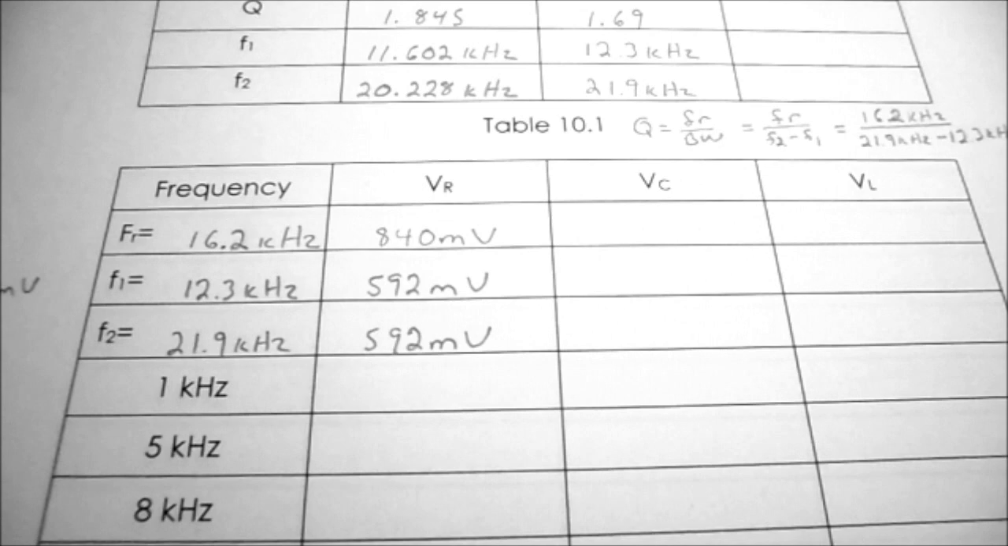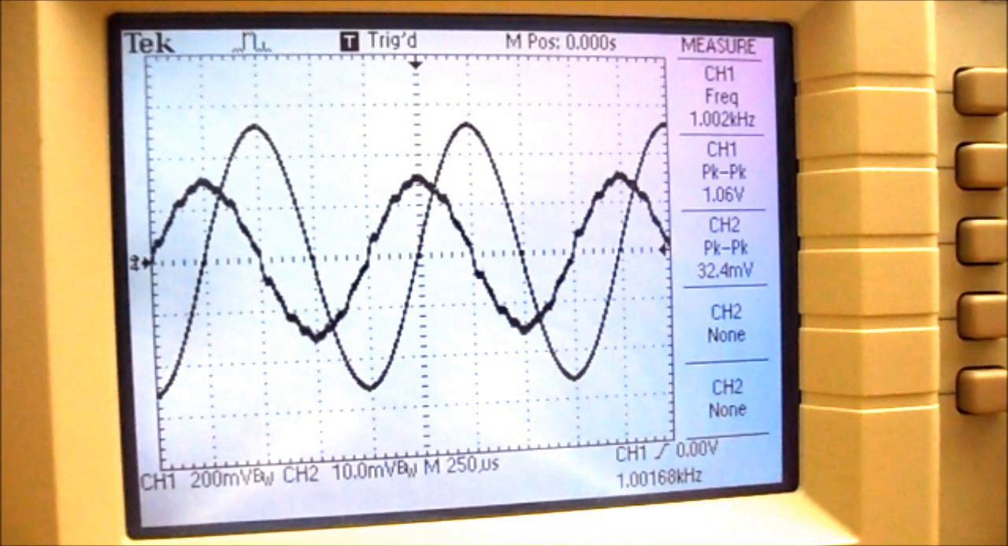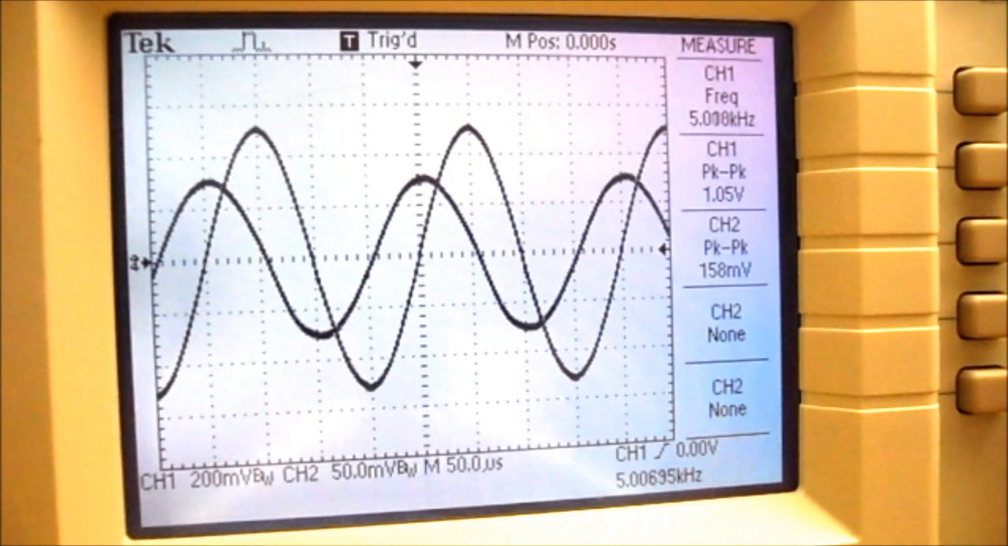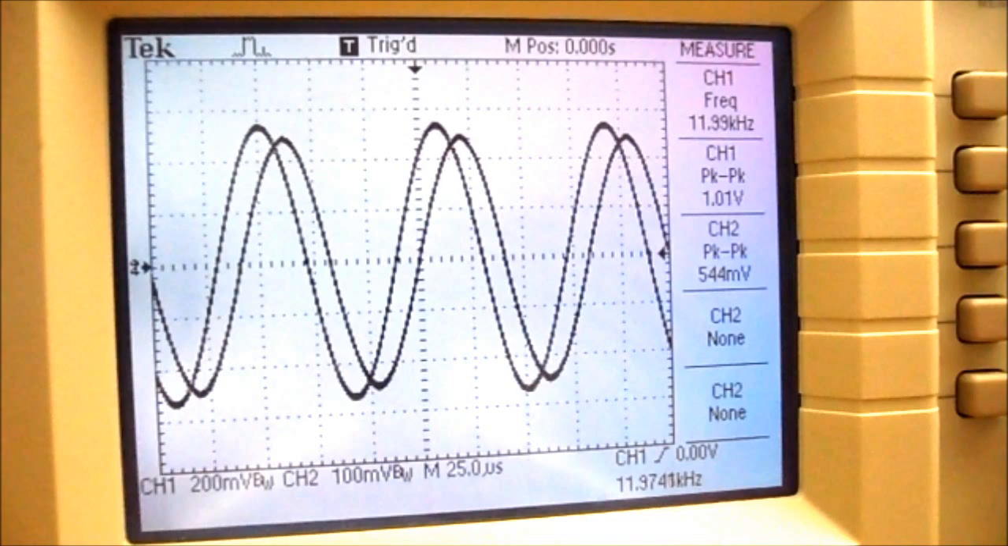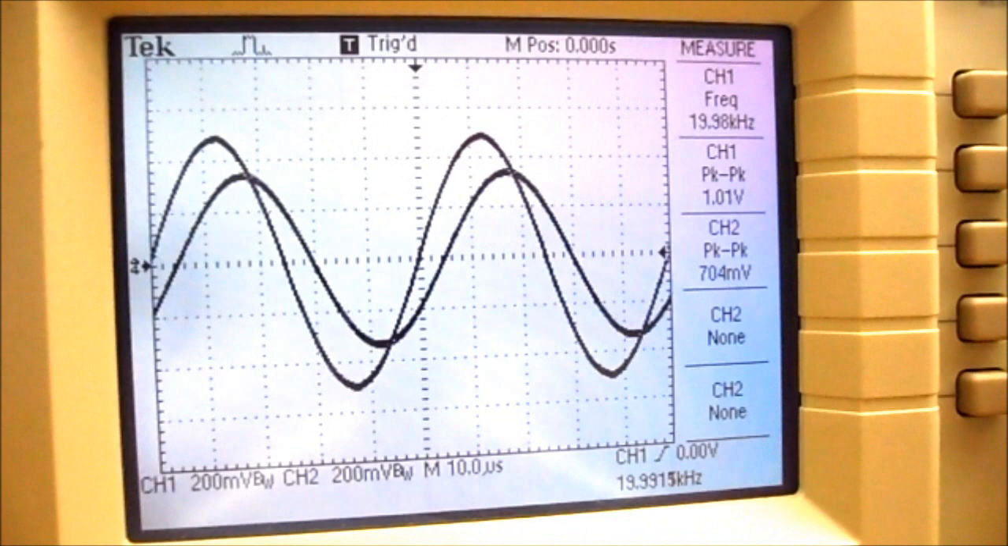So at 1 kilohertz, the voltage drop across my resistor is 32 millivolts. At 5 kilohertz, the voltage drop across my resistor is 160 millivolts. At 8 kilohertz, it is 300 millivolts. At 12 kilohertz, it is 552 millivolts. At 20 kilohertz, it is 704 millivolts.